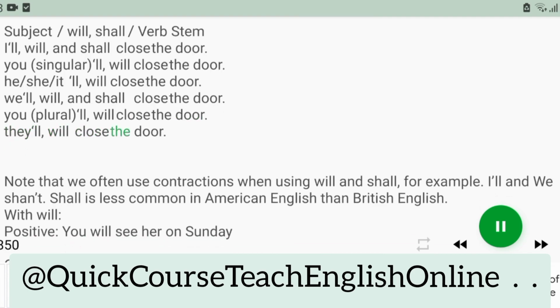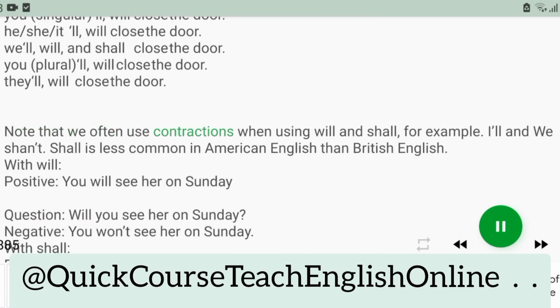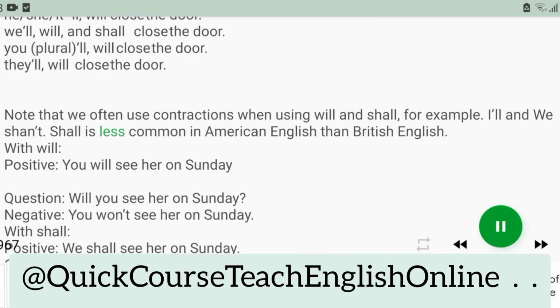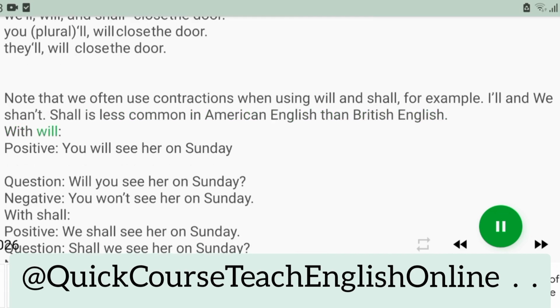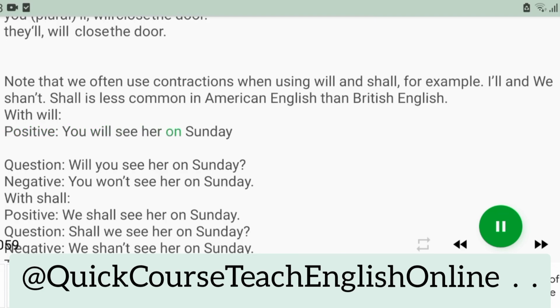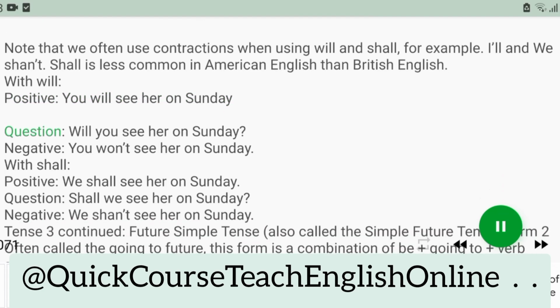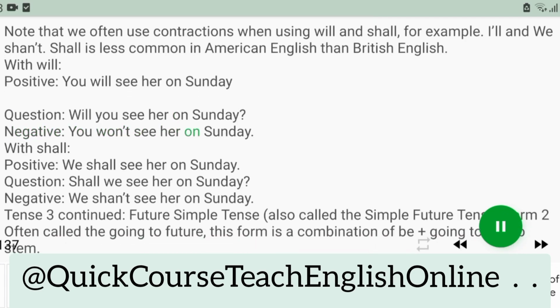Note that we often use contractions when using will and shall, for example I'll and we shan't. Shall is less common in American English than British English. With will. Positive. You will see her on Sunday. Question. Will you see her on Sunday? Negative. You won't see her on Sunday.